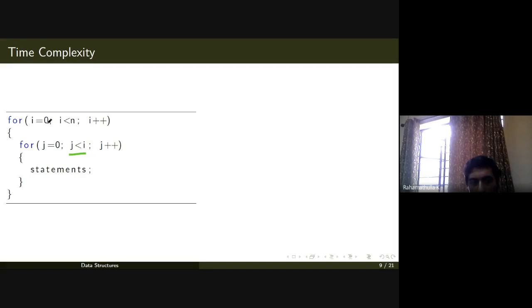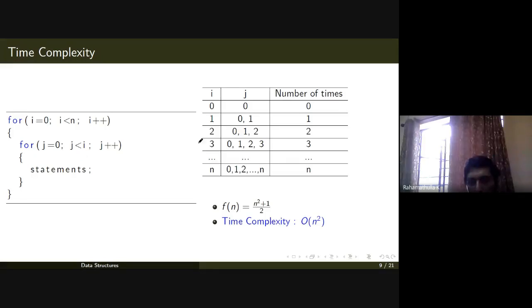So i equal to 0 and j equal to 0, then this condition is false, so the statements will not be executed. For i equal to 1 and j equal to 0, the statement will be executed once. Let's trace this algorithm and see the output. For i equal to 0 and j equal to 0, the number of times this will be executed is 0. For j equal to 0, the statement will not be executed.